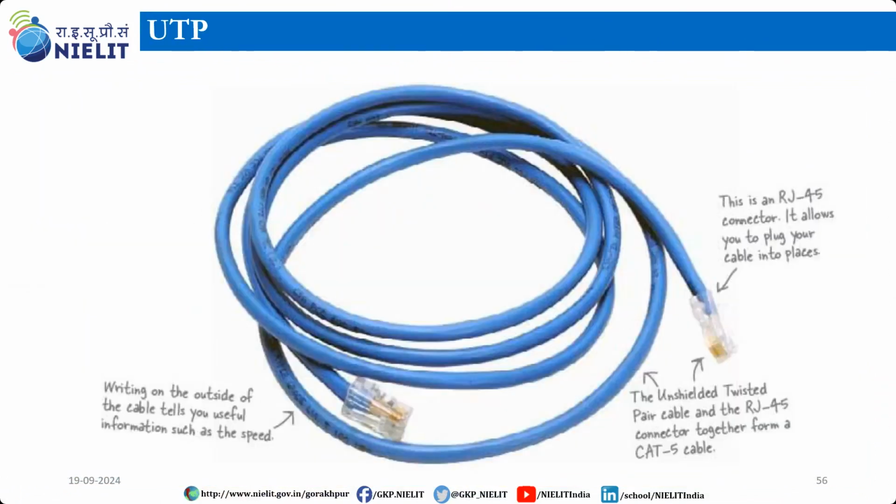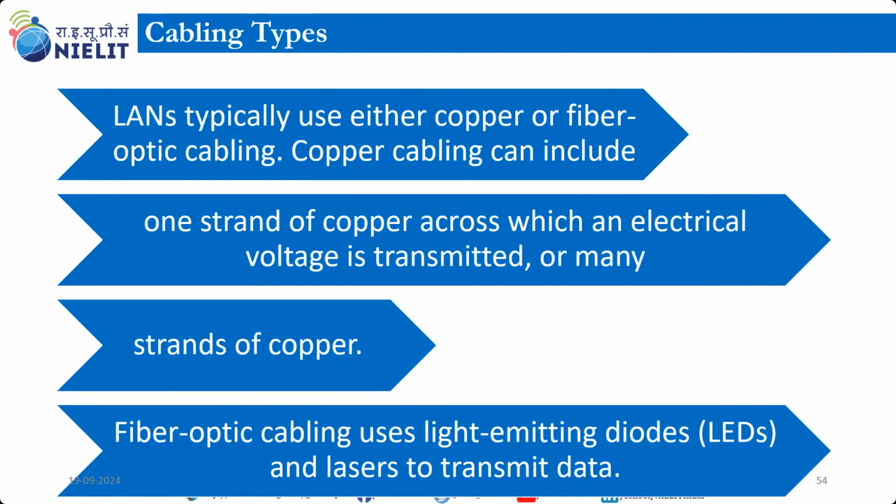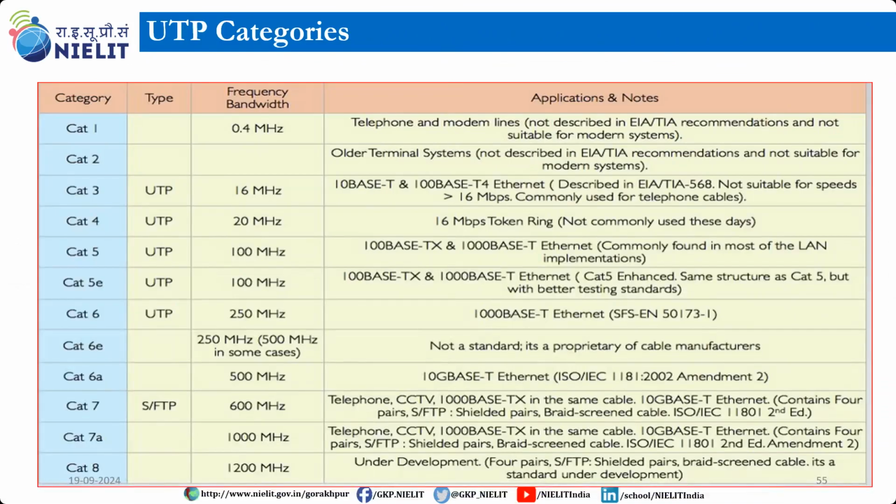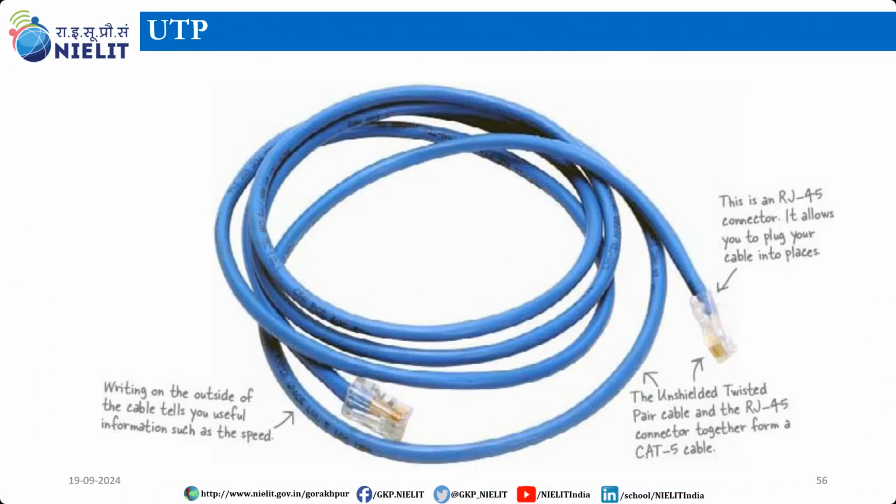So now coming to cabling type. So basically LAN uses either copper or fiber optic cable, and this copper cable can include UTP cable, STP cables, and the fiber optic cables generally use light emitting LED or laser light to transmit the data in the form of light wave. And these are the different categories of UTP cables, starting from Cat 1 to Cat 7, Cat 8. This is the diagram of UTP cable in which two RJ45 connectors are there at both ends.